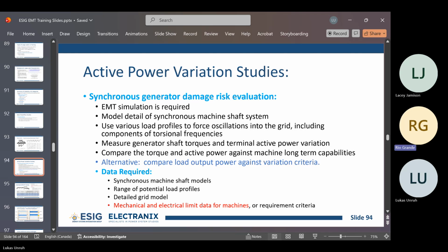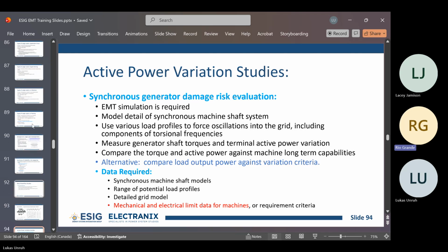And so let's say we have the data of the shaft, and we have some assumed load profile. We can then take our system model, put in the load, put in the generator, and play the profile into the EMT model, and we can then measure the generator shaft torques and maybe some active power variations. And then we can compare that information against the SN curve that we showed on the previous slide deck there. You saw that it had the slope, right? So I'll go back to that slide just to demonstrate it.